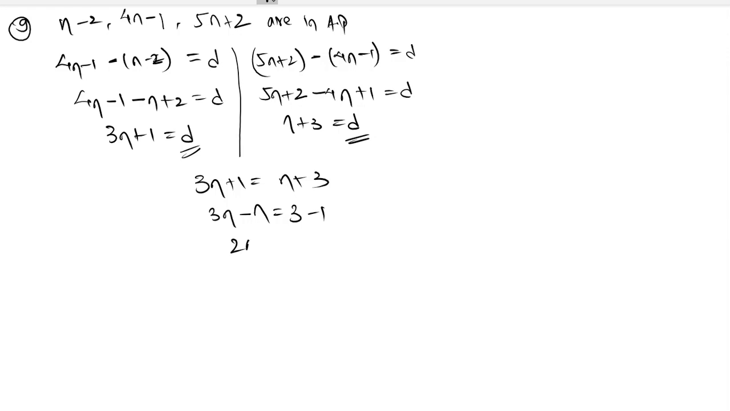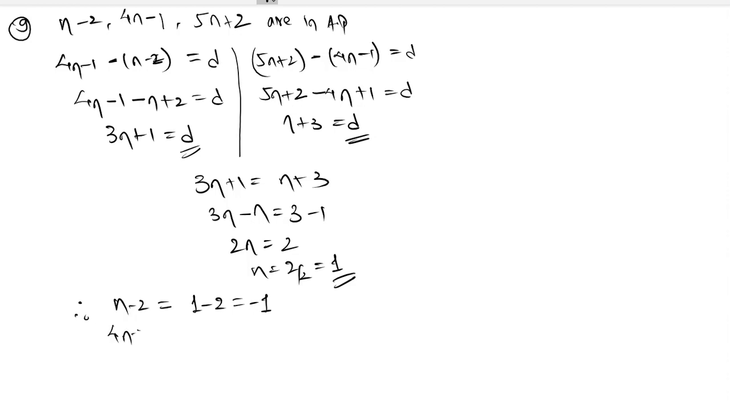3n minus n is 2n, which is equal to 2. n is equal to 2 by 2, which is 1. So we got the value of n as 1. Now we can substitute the value of n and get the three terms over here. Therefore, n minus 2 is equal to 1 minus 2, which is minus 1.